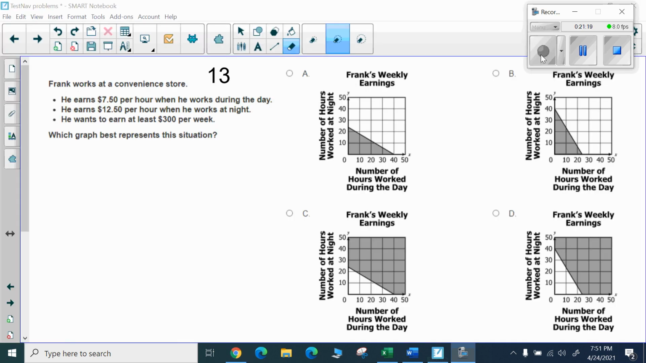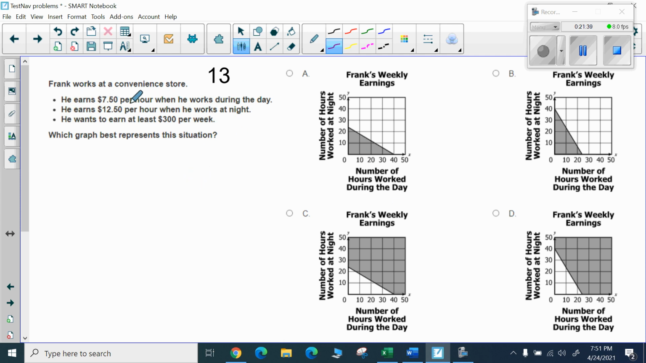All right, now for question number 13, it says, Frank works at a convenience store. He earns $7.50 when he works during the day. He earns $12.50 when he works at night, and he wants to earn at least $300 per week. Which graph best represents the situation?